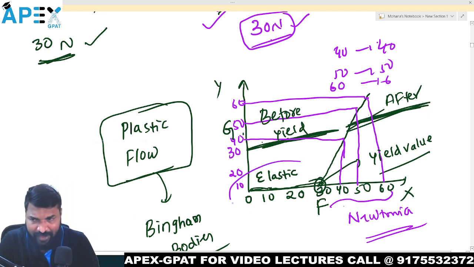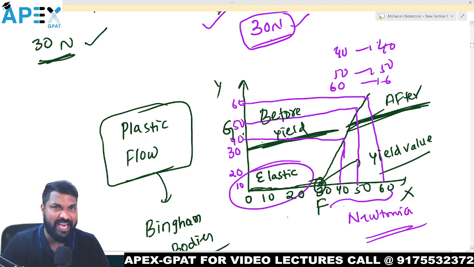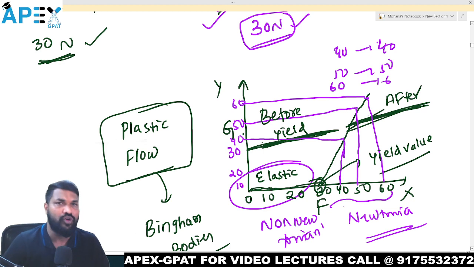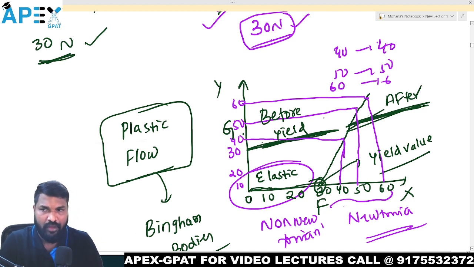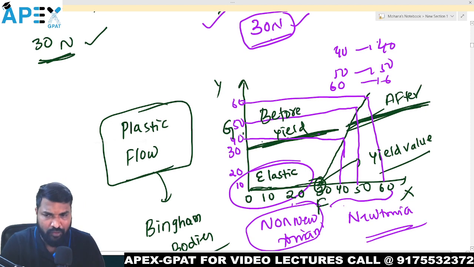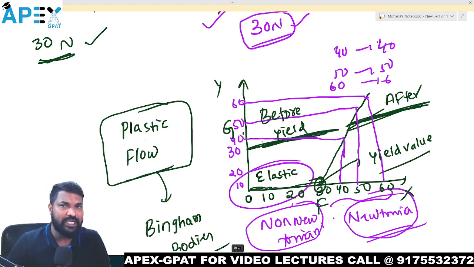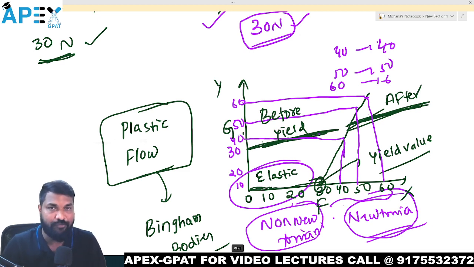And before yield value, they behave like a non-Newtonian flow. You can see very clearly, before yield value non-Newtonian flow, after yield value Newtonian flow behaving. So that is the important characteristic of the plastic flow.